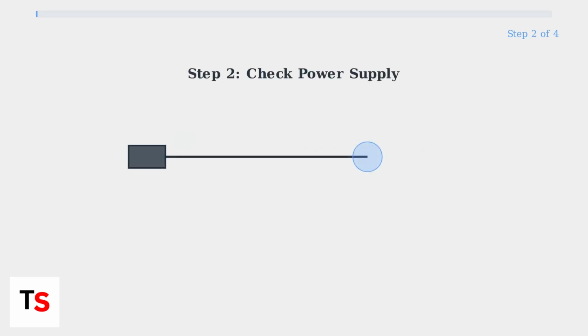Step 2. Check your power supply. Ensure the power adapter is securely connected to both the camera and electrical outlet. Inspect the USB cable for any damage, bends, or wear that could cause intermittent connections.